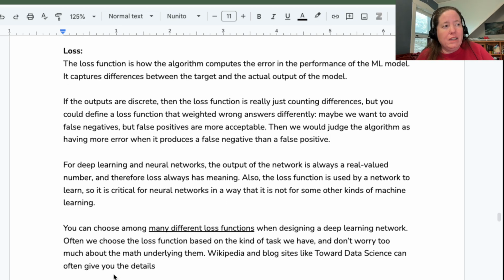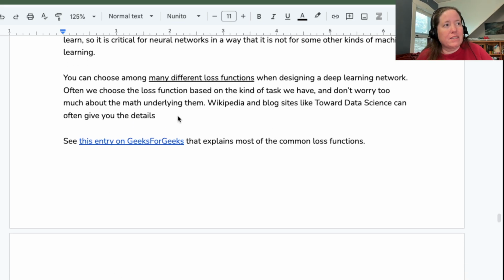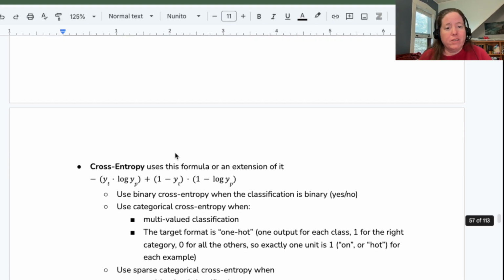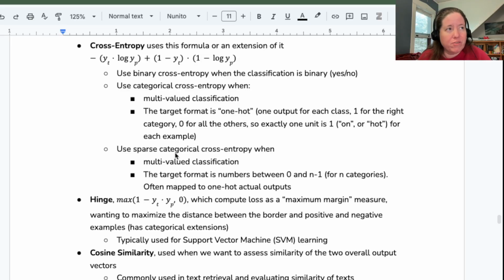There are so many different loss functions. I have a couple of links in here. This one in particular is an entry on the Geeks for Geeks website, and it goes through the formulas for a number of different common loss functions. I'm going to go through some of them, but it'll probably have a slightly different set than mine. So let's start taking a look at different loss functions that are used.